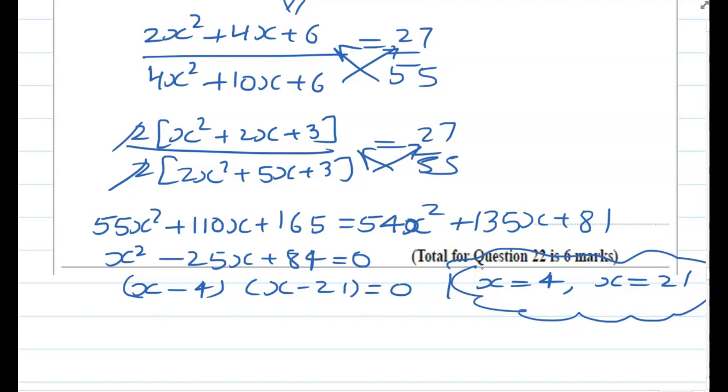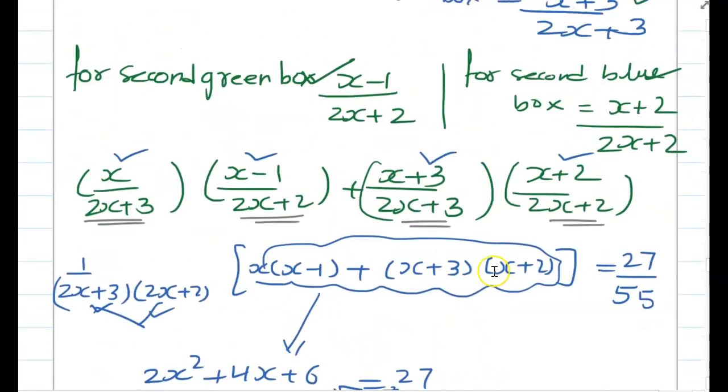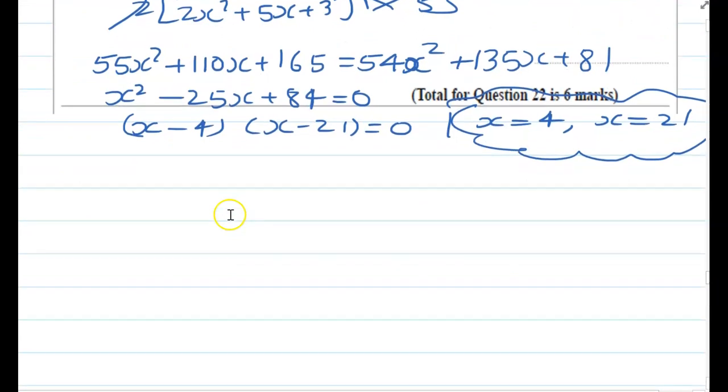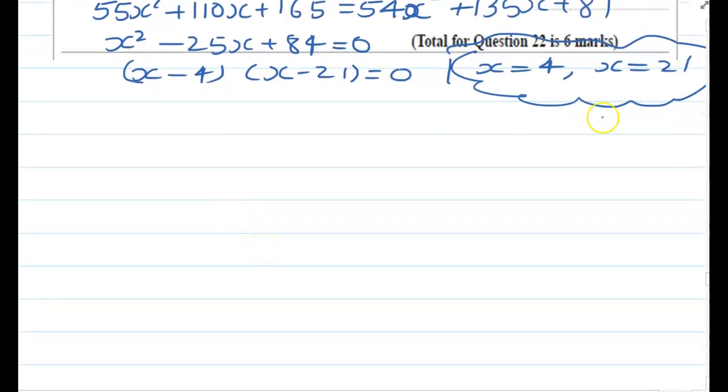So work out the number of green pens in the box. What will be the number of green pens in the box? If you see here, we have assumed the green pens were x, so here x is coming 4. So this is what we wanted to do.